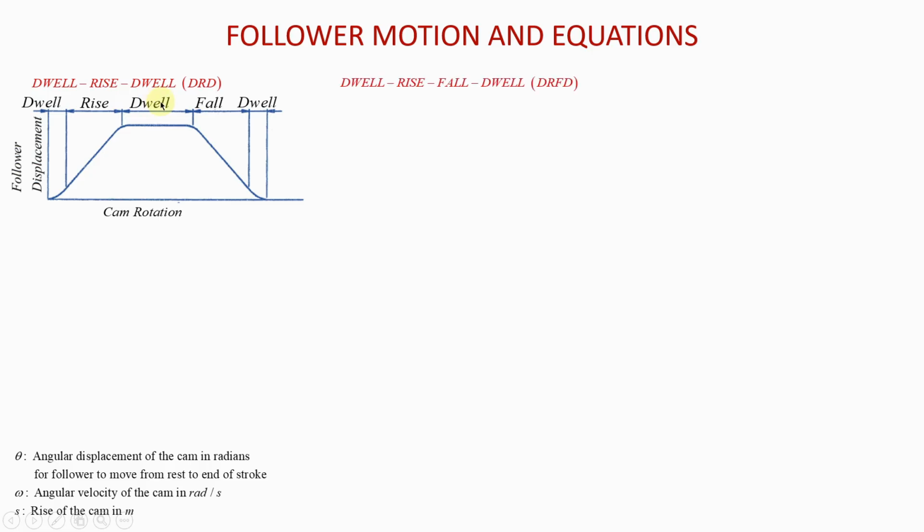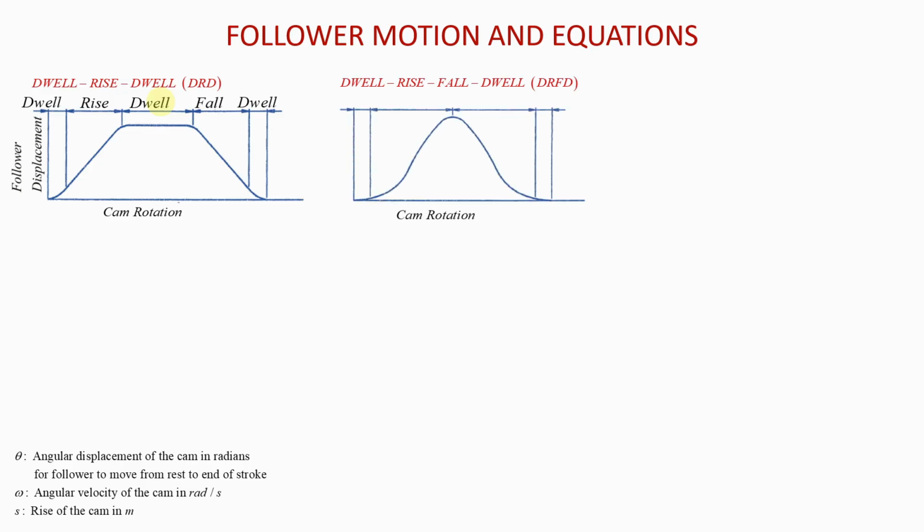We can also look at the dwell, rise, fall, dwell. This is what it will look like. As you can see, the first segment here is dwelling, and then it rises. From a certain angle of the cam here to another rotation angle there, maybe as it rotates from 70 to 190, during that rotation it is rising, and then after that it falls, and then it dwells again.